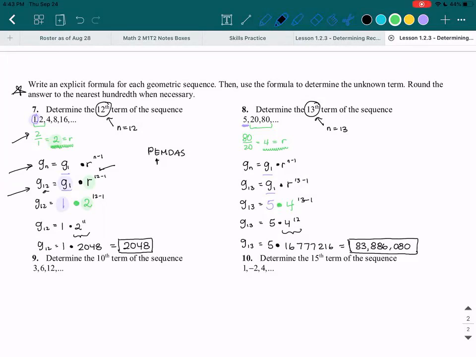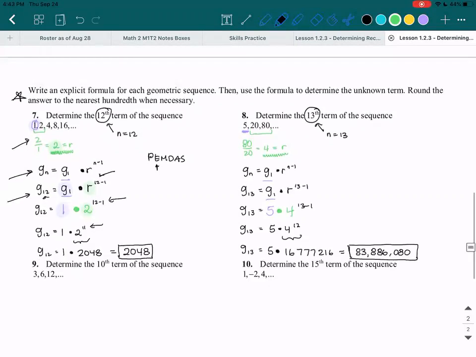Combining all of that together, we do the E in PEMDAS for exponents. So we have to do 12 minus 1, this little exponent. We have to do that first, and it becomes 11. So g sub 12 is equal to 1 times 2 to the power of 11. And then we finish off the exponent by doing 2 to the power of 11. It is not 2 times 11. It is 2 times 2 times 2, and so on, 11 times.